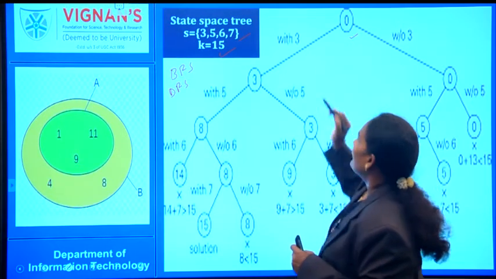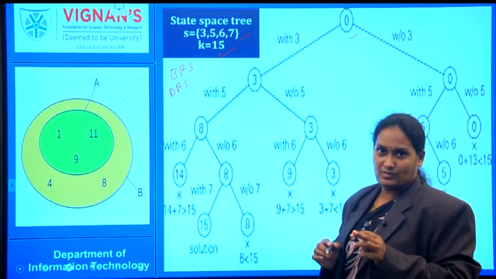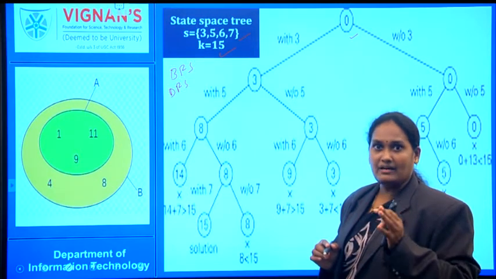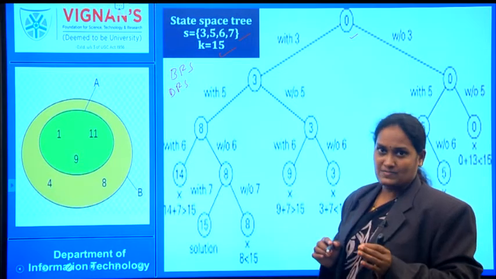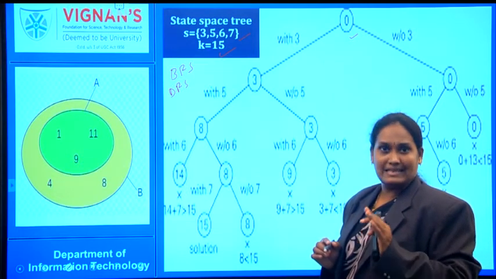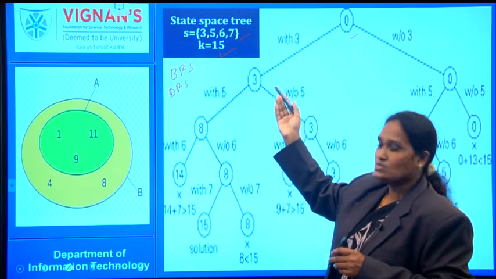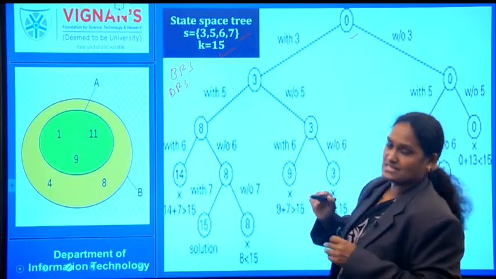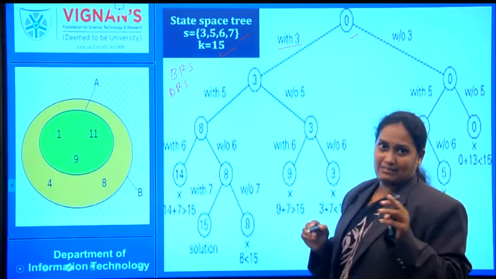So here, 0. One more thing we need to consider before constructing the state space tree for this problem is that we need to arrange all the elements in increasing order. The elements in the given set may be present randomly, but before constructing the state space tree, you first need to arrange all the elements in increasing order. Here in this given set, all the elements are already arranged in increasing order, so I am considering the given set directly. Now, how to generate the first node in the state space tree? Let us see. The first node is generated by considering the element 3.